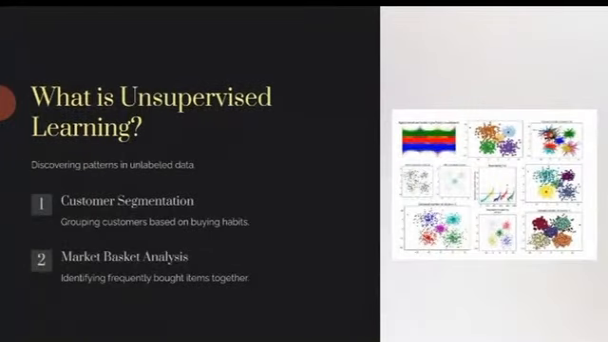So the next thing is, what is unsupervised learning? In contrast, unsupervised learning trains a model using unlabeled data. This allows the model to discover patterns and structure on its own. For example, customer segmentation groups customers based on purchasing behavior without prior labels. In market basket analysis, the model finds associations between products that are often bought together, revealing insights into customer preferences. So this is all about unsupervised learning.